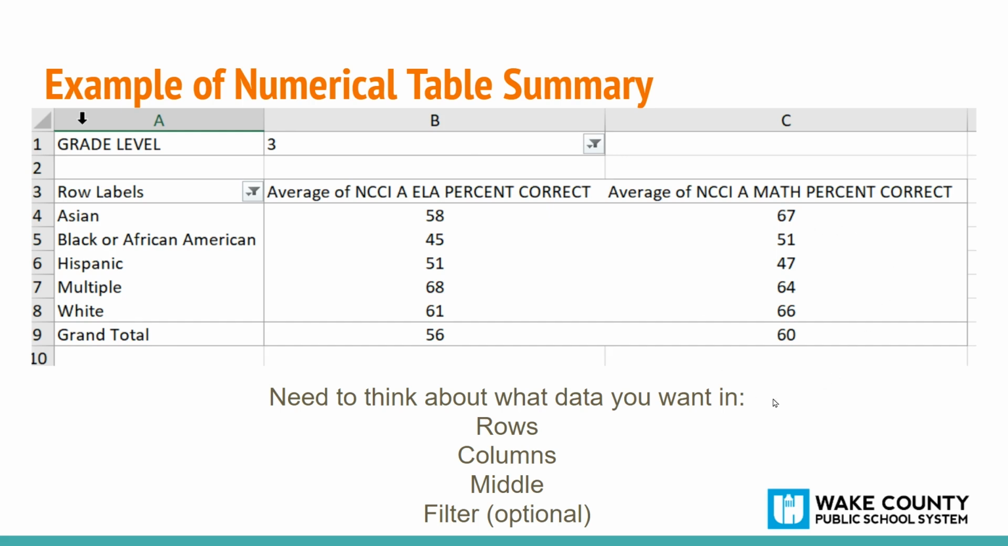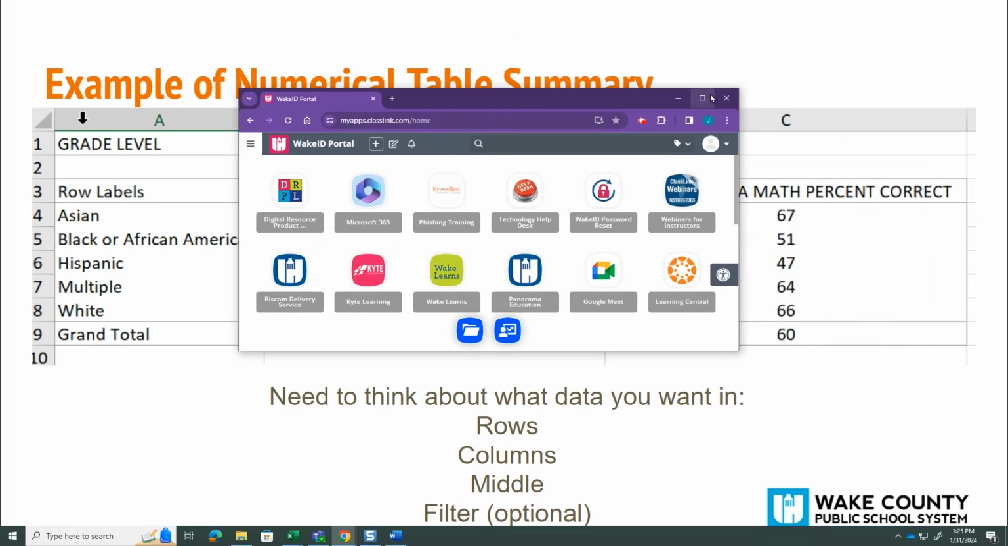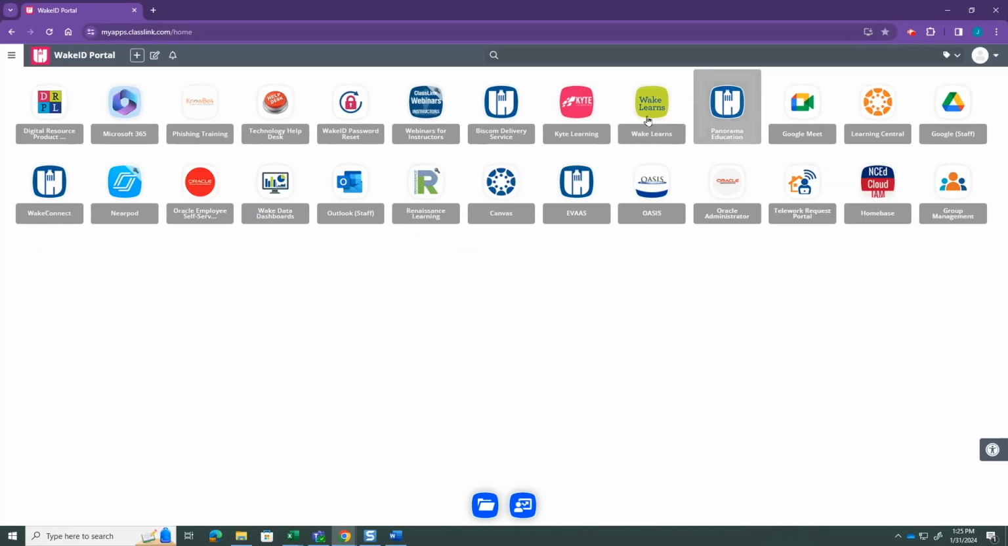So we are going to go ahead and hop over and show you how to pull your Excel data sheet out of Oasis, out of the SOAR application. If you're familiar with this, you might be able to fast forward to actual working in the Excel. But if you're not familiar with this tool, I'm just going to show you real quick how to pull that data. In your Wake ID portal, you should have an icon called Oasis.